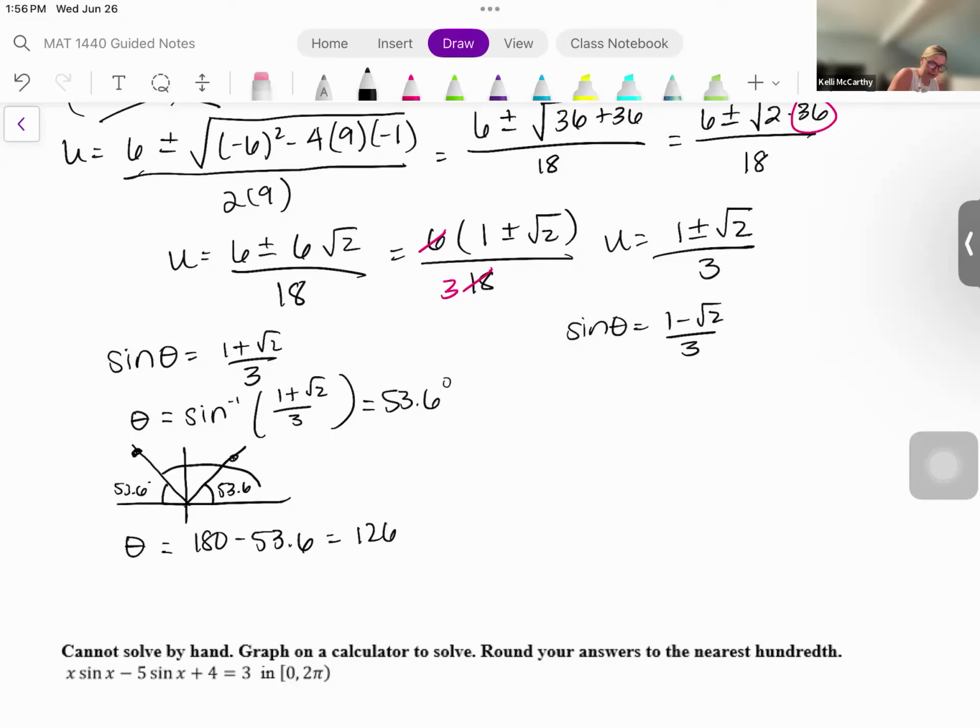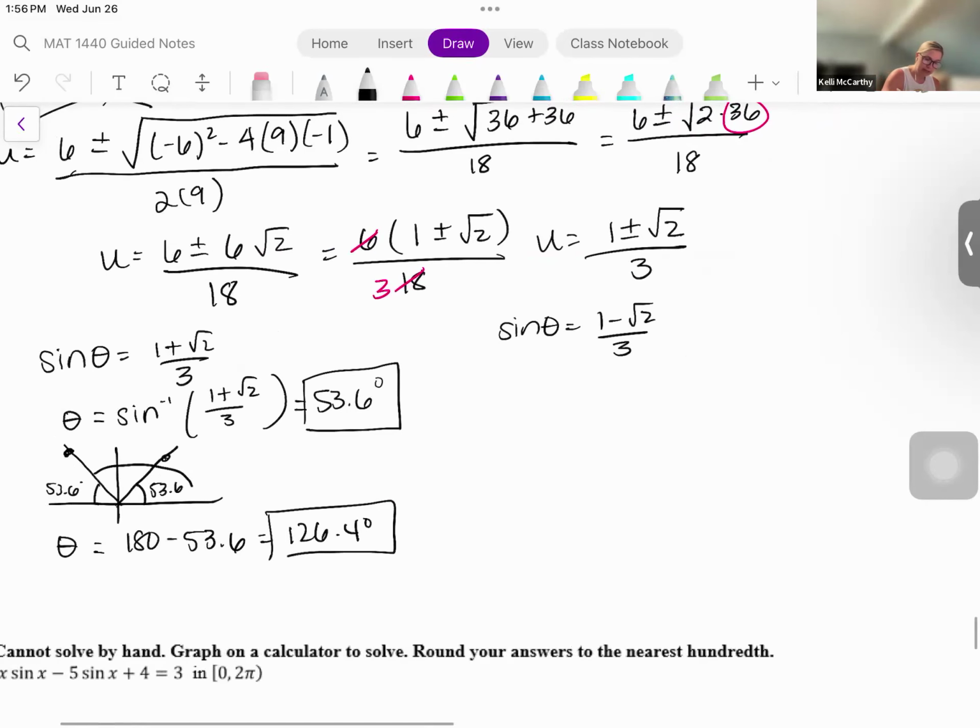Which is 126.4 degrees. So my first equation gave me two solutions. Now we need to look at the next equation, sine theta equals 1 minus square root of 2 over 3. Setting this up the same way using inverse sine, theta is equal to sine inverse of 1 minus square root of 2 over 3. And if we evaluate this in our calculator, we get negative 7.9 degrees.